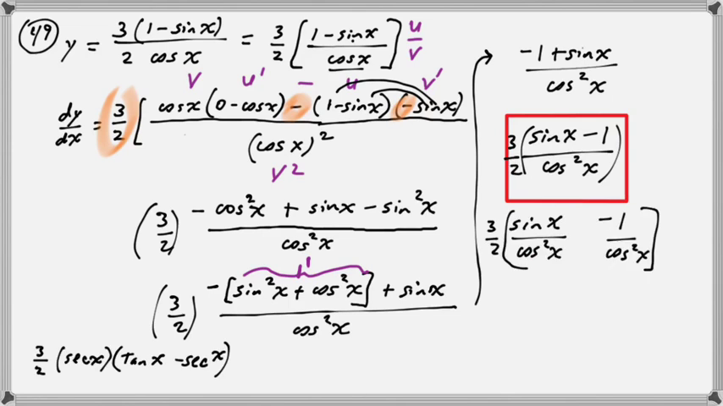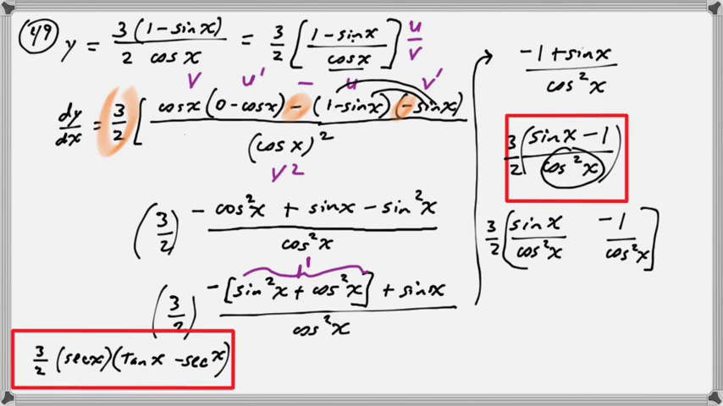Okay, what I'm attempting to do now is I'm trying to match the answer that they have. So what I'm doing is I took the 3/2 out front and I divided both the terms in the numerator by cosine squared of x. So I have 3/2. We're going to have sine over cosine, but I need a cosine squared. And this is a cosine squared.